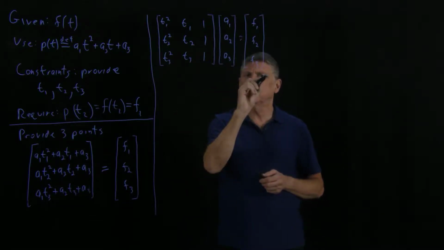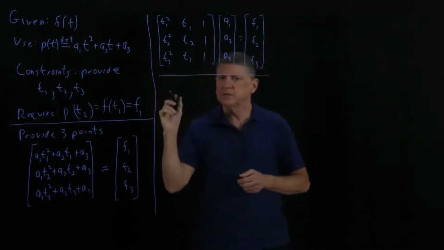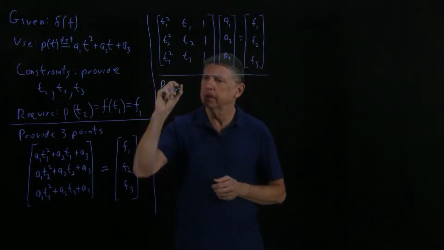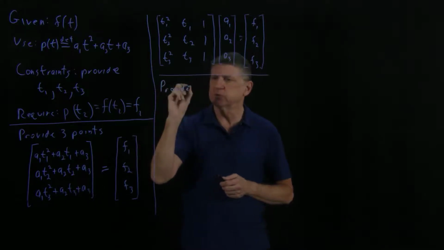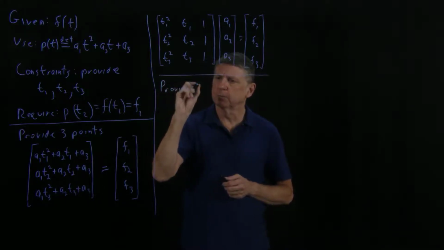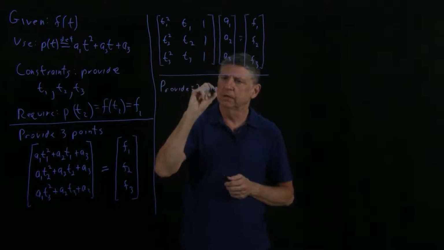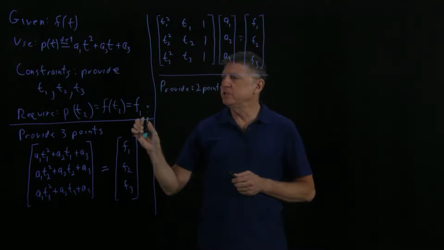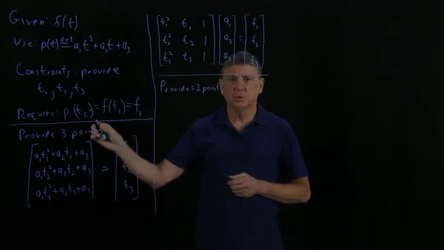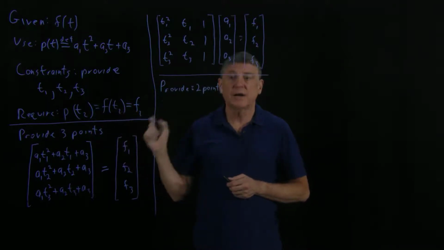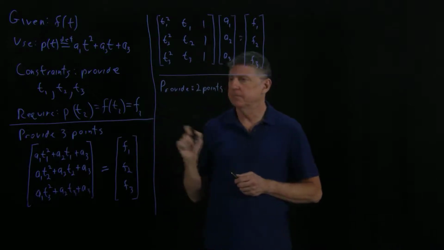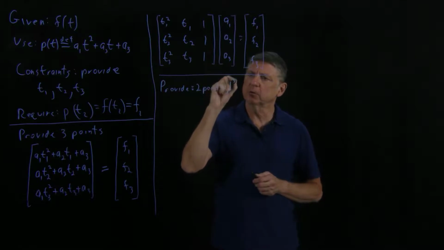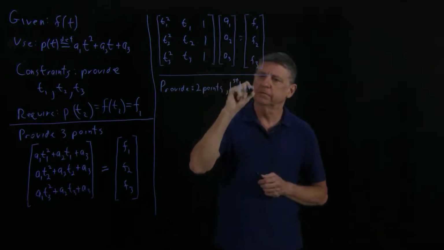Now, suppose that what the user does is the user provides 2 points. And this happens quite often. So the user will provide 2 points. And then I say, well, if you give me 2 points, that's only giving me 2 equations in 3 unknowns. So I need an extra equation. And what we'll say is we'll ask that the user also provide us with the first derivative.